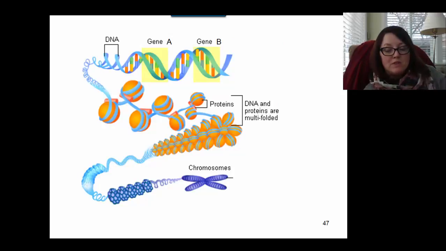Down at the bottom here we see this X structure, and that's representing a chromosome. But if we follow it all the way to the top, we can see genes. And the point of this picture is to remind you that chromosomes contain genes. So a single chromosome can contain thousands of genes, which means that a single chromosome could potentially make thousands of proteins.